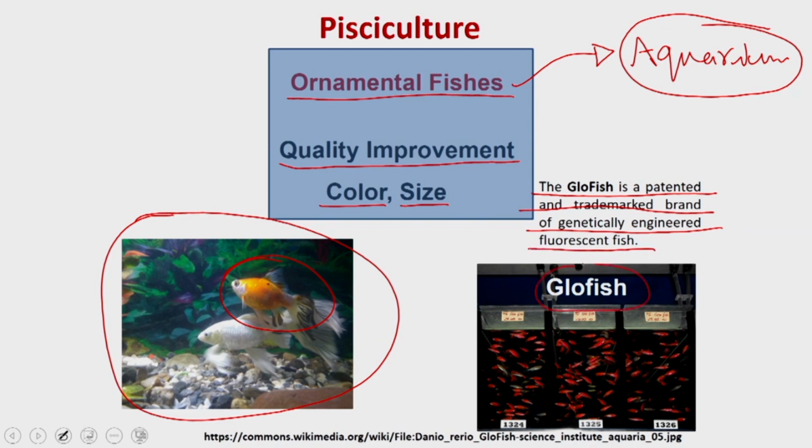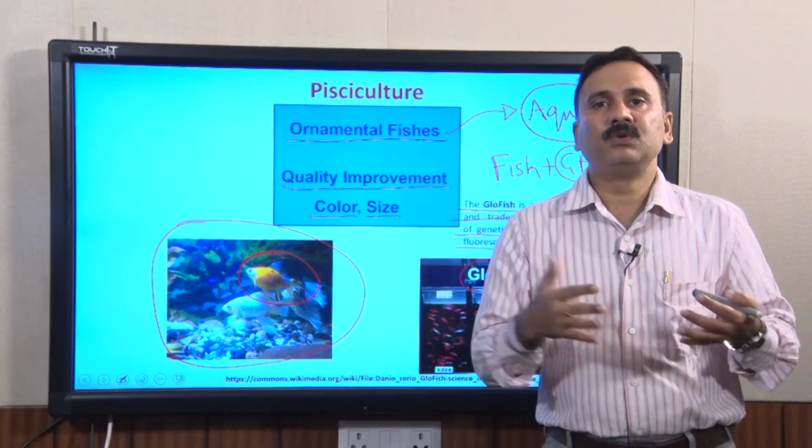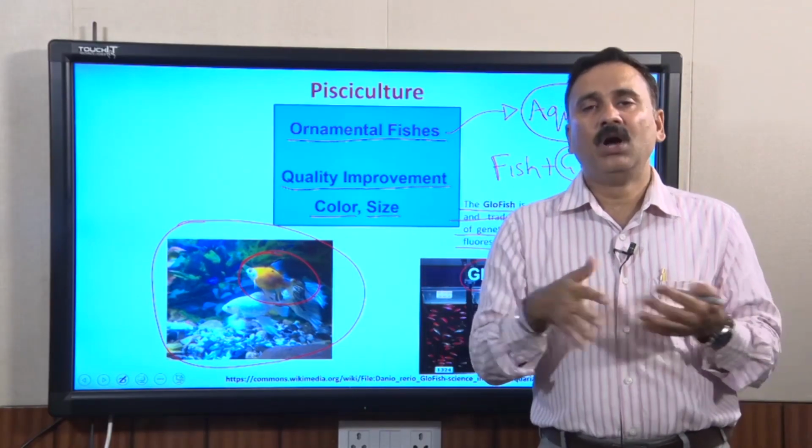So, what you can see is that these glow fishes are actually going to give you fluorescence when they are kept in the aquarium. What they are doing is, for example, they take the zebra fish and add the green fluorescent protein. Because of that, the zebra fish is going to be fluorescent, giving you green fluorescence in the aquarium at night or in the daytime.